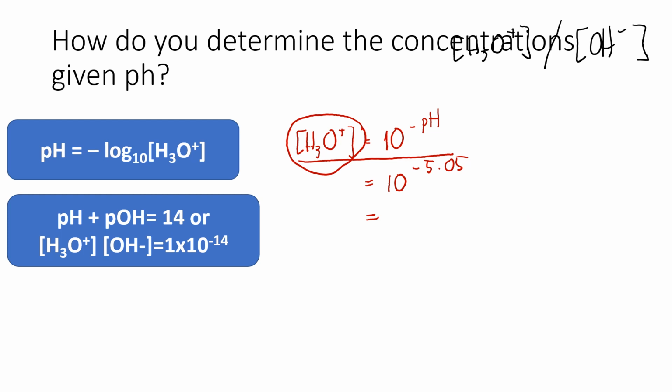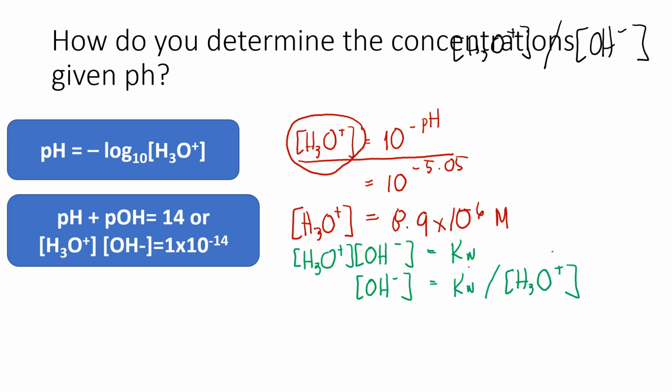So this gives us the value 8.9 times 10 raised to negative 6 molar. So that is already our hydronium ion concentration. So what if we are asked to know the hydroxide ion concentration? Again, we can use any of the ways or methods that we've learned. So for now, I will use the auto-ionization constant to find the hydroxide ion concentration.